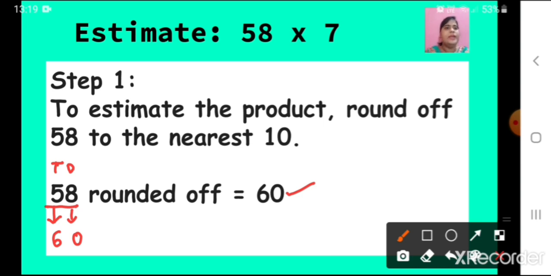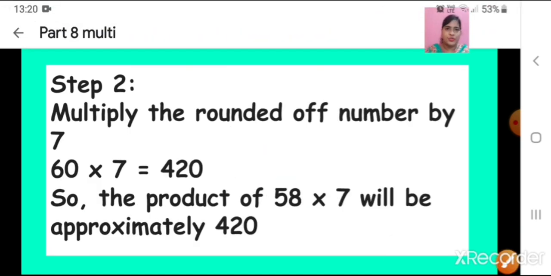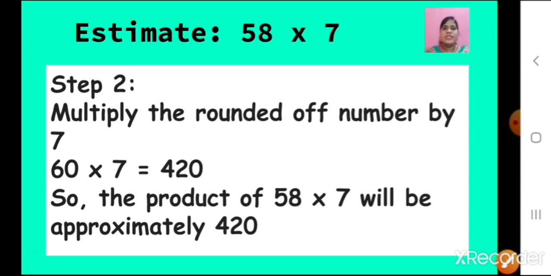Now after that, the number 60 that we have got, we are going to multiply with the multiplier, that is number 7. Now 58 has been rounded off to 60 and we have the multiplier 7. This is our step 2: multiply the rounded off number by 7. So 60 into 7 is equal to 420.